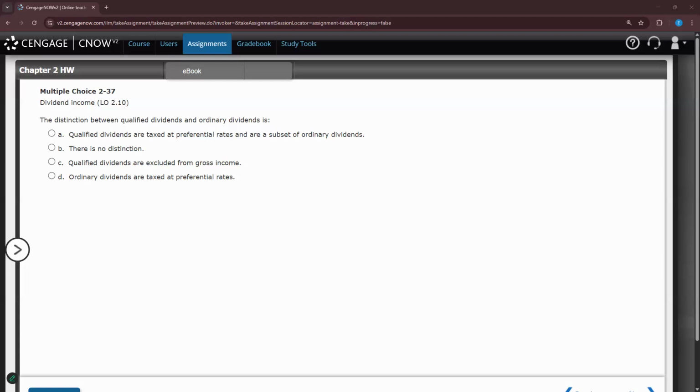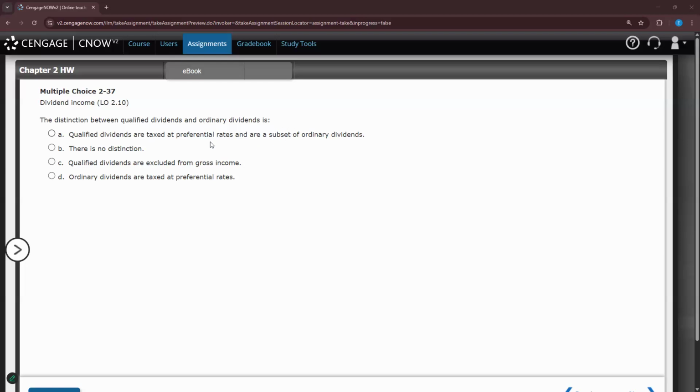The rule is that it needs to be held for a certain amount of time, generally 60 days, and that the dividend is issued by a U.S. corporation. If the ordinary dividends are not qualified dividends, they are taxed at your ordinary income tax rate. Qualifying dividends, instead, are taxed at the long-term capital gains rate, and based on your income, they'll be subjected to either 0%, 15%, or 20% taxes. So with that being said, qualified dividends are taxed at a preferential rate and are a subset of ordinary dividends.